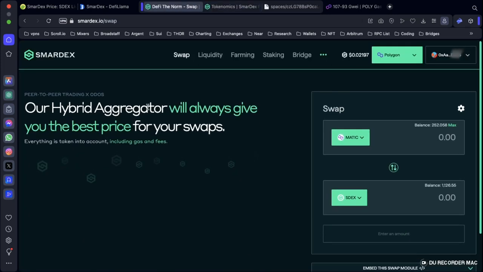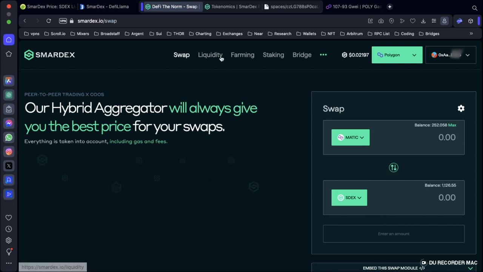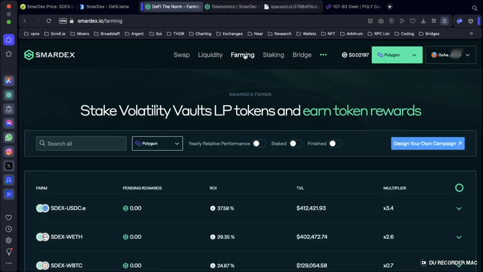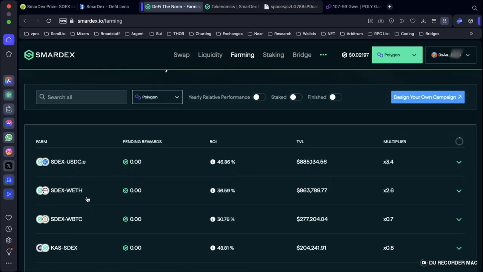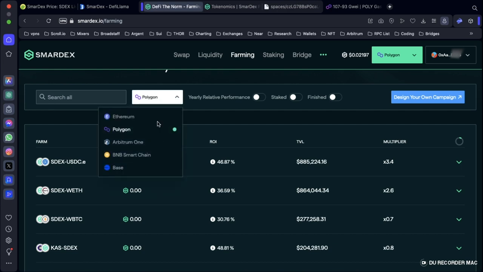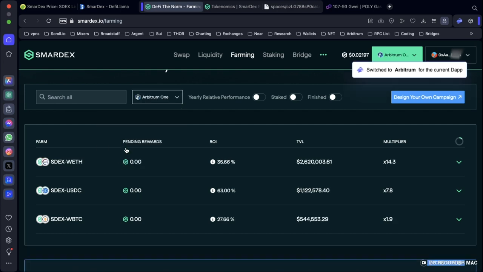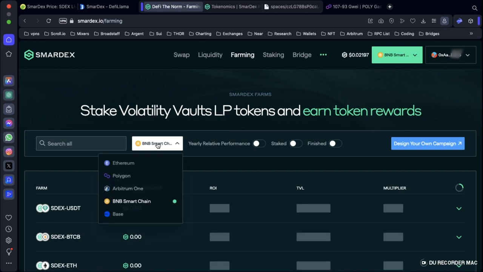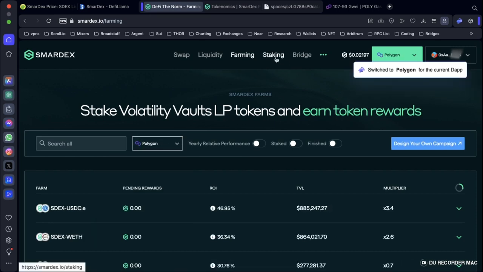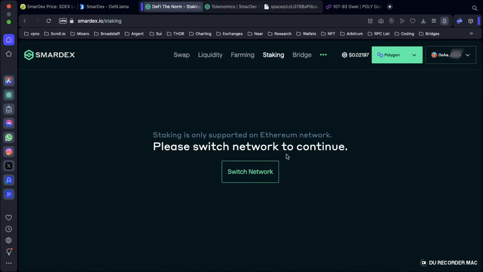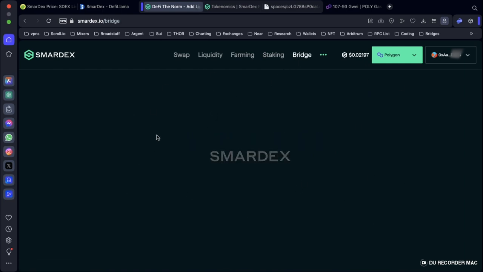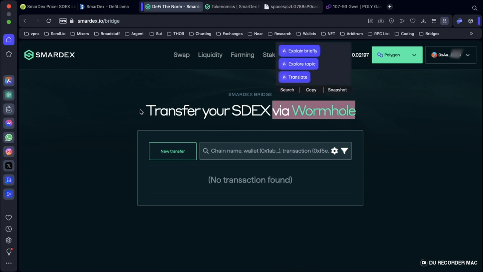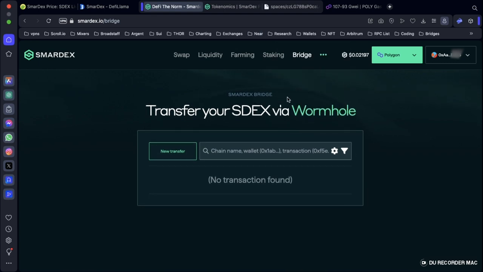So just like any other AMM, it has a swap feature. You have a liquidity button, which is for creating the LP tokens. You have a farming button, which shows you what farms are on the particular chain you're on, Arbitrum. Each chain has different pools. You have the staking button, which you can only use on Ethereum mainnet. And they also have a bridge for bridging tokens between blockchains via Wormhole. I've never actually used the SmarDEX bridge, but it's there.